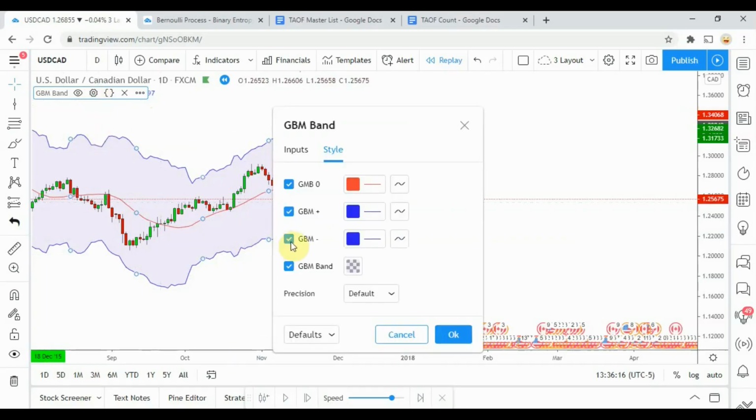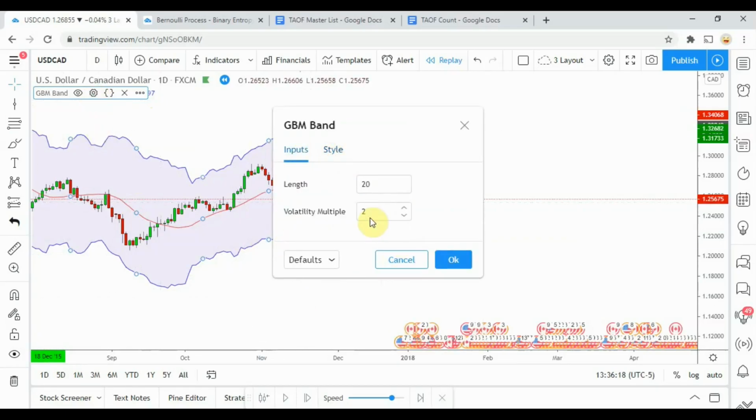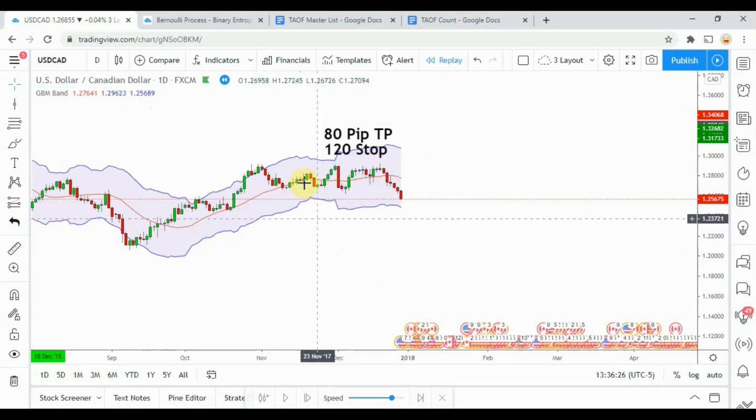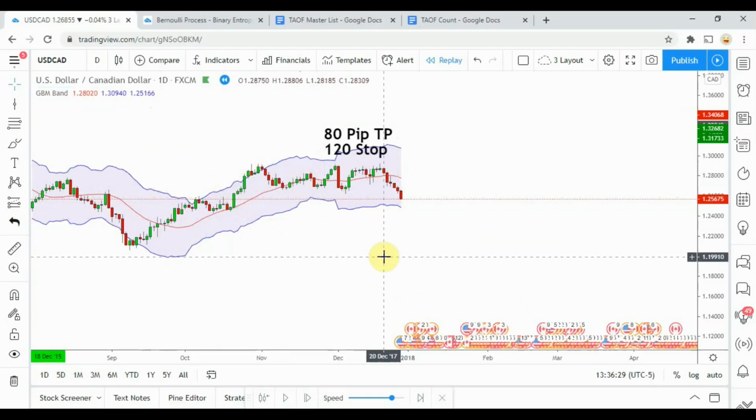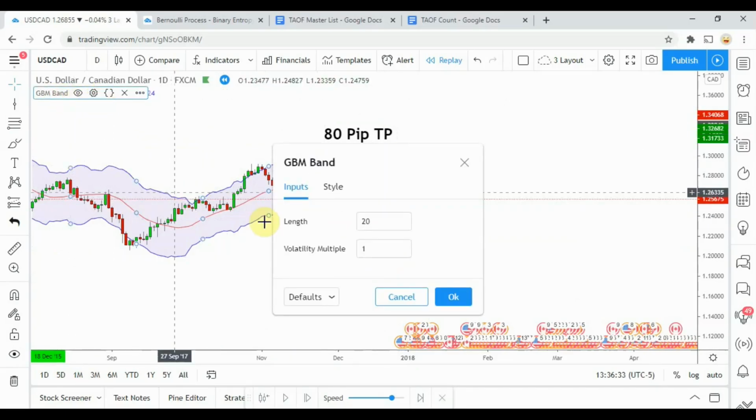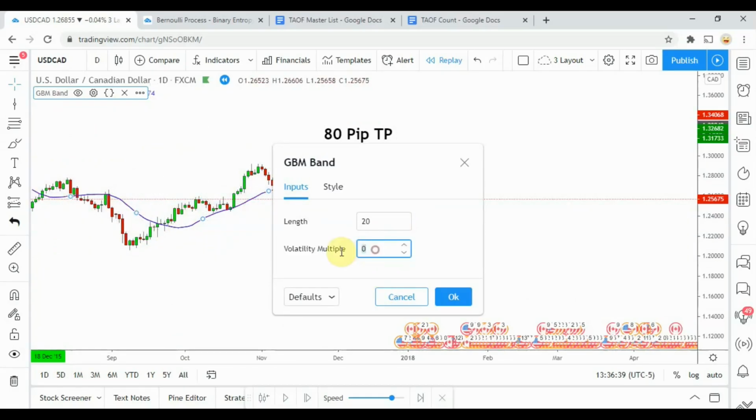We will need to go in and change the input of the volatility multiple to 1 to narrow in the bands. Now, of course, again, you can change it to whatever you want. I think obviously 0 makes it all just one line, and so that doesn't make much sense. And so you would have to have it in a positive number.